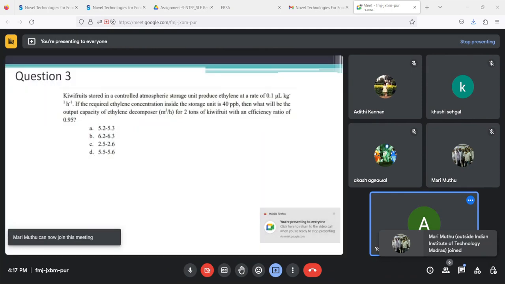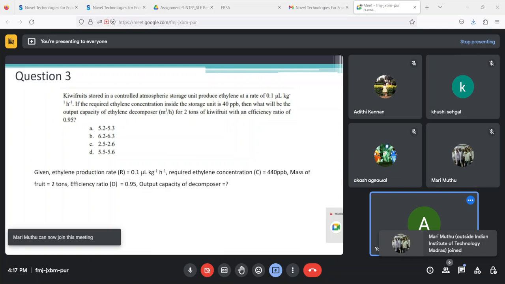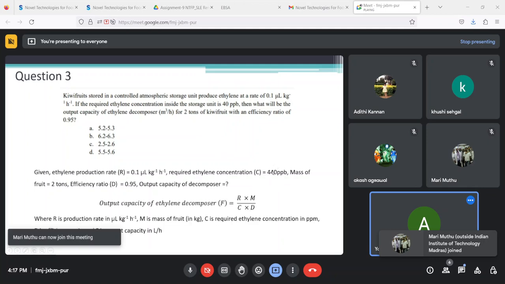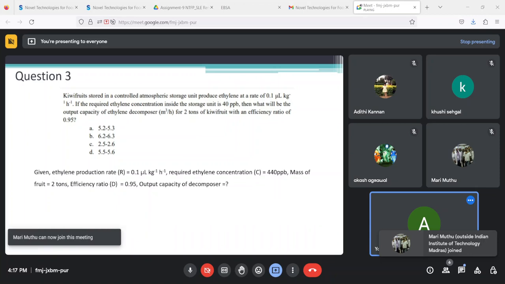So we'll start the numerical. Given here is the ethylene production rate of 0.1 microliter per kg per hour, and we have the required ethylene concentration, that is what is allowed inside the storage unit, is 40 parts per billion. It's a mistake here, it is 40 parts per billion.